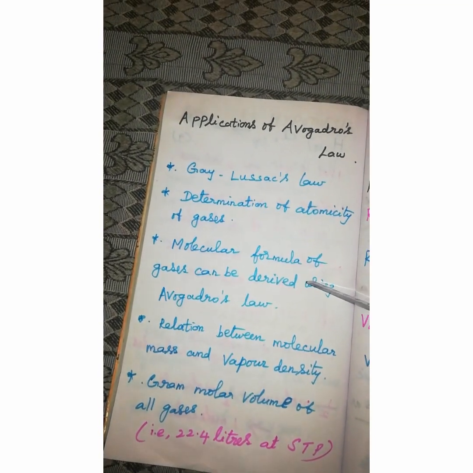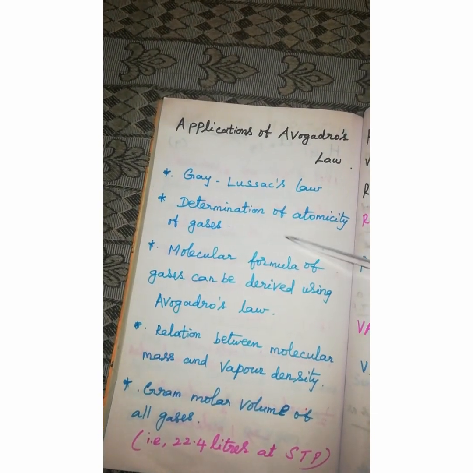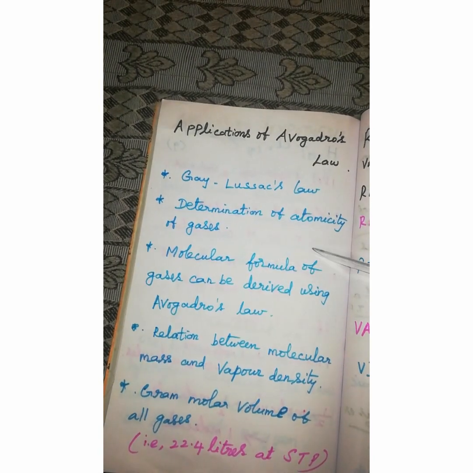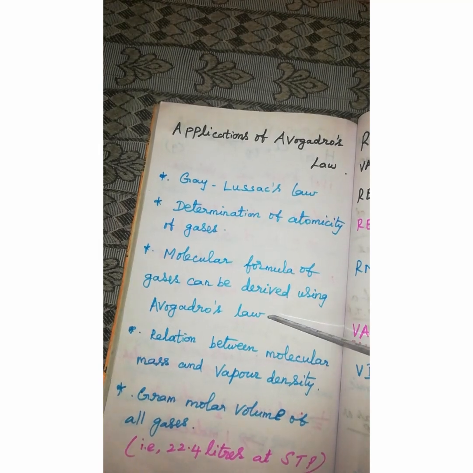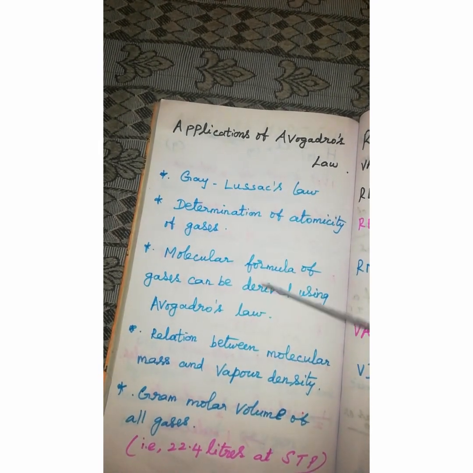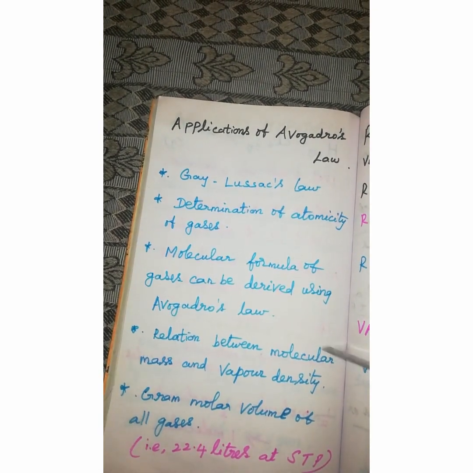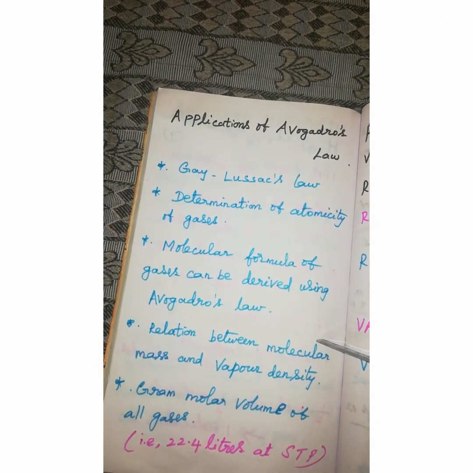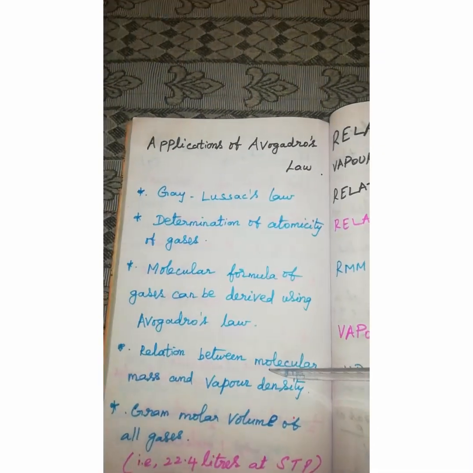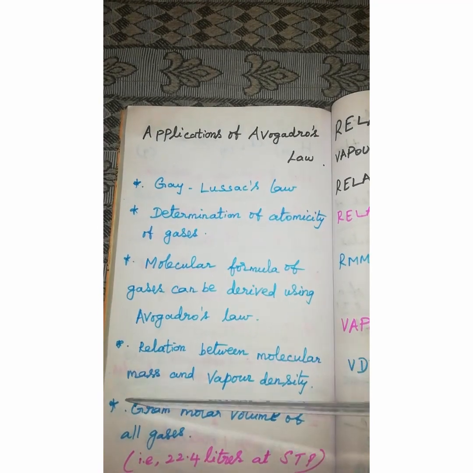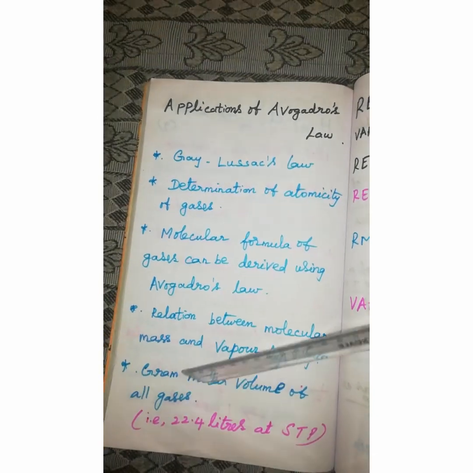Avogadro's law is used to derive the molecular formula of gases. Next, Avogadro's law determines the relation between molecular mass and vapor density. Avogadro's law helps to determine gram molar volume of gases.